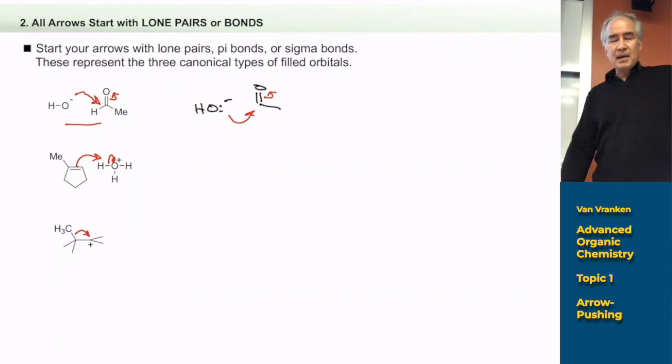So when arrows start from bonds, they should start from the middle of the bond, dead center middle of the bond. You don't have to touch the bond. That just makes it a little harder to see. But don't start from one end of the bond or the other. Of a pi bond, double bond, triple bond, single bond, doesn't matter. Start from the middle of the bond.